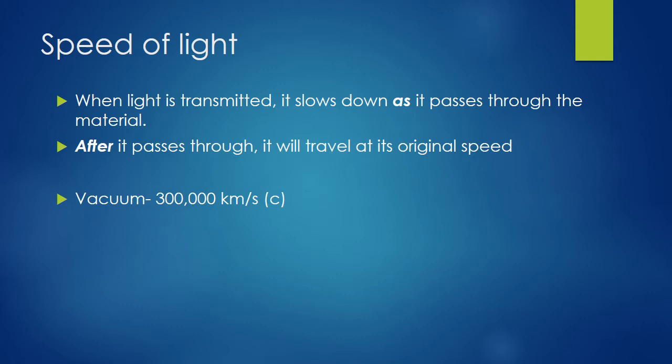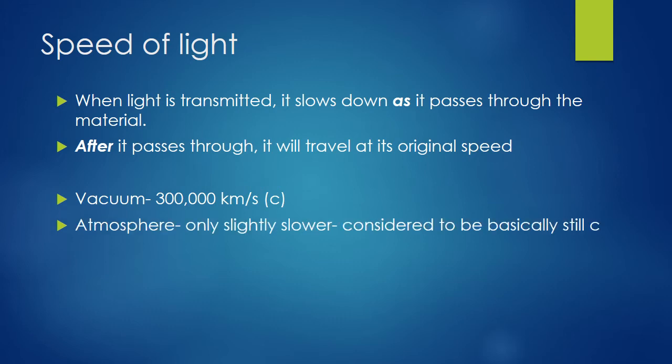In a vacuum is where it's fastest. That's 300,000 kilometers per second. We're just going to call that c as the speed of light. You may recognize that from E equals mc squared. That c is the speed of light. In the atmosphere, it travels only slightly slower than it would in a vacuum, so we would still basically consider that to be c.